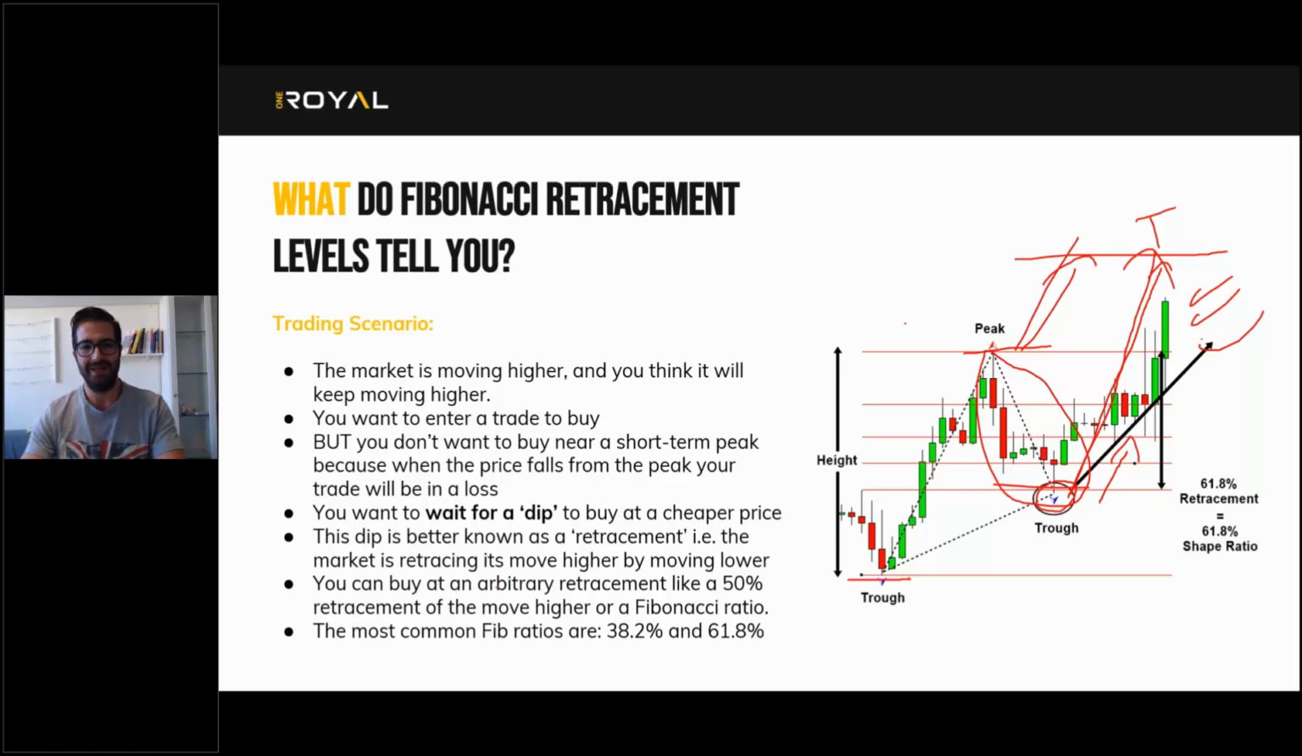You can buy at an arbitrary retracement like a 50%, and the other common ones are 38.2 and 23.6. So instead of buying 61.8, some other traders use the 50% and some other use 38.2. This all depends on your strategy. It's subjective, to be honest.